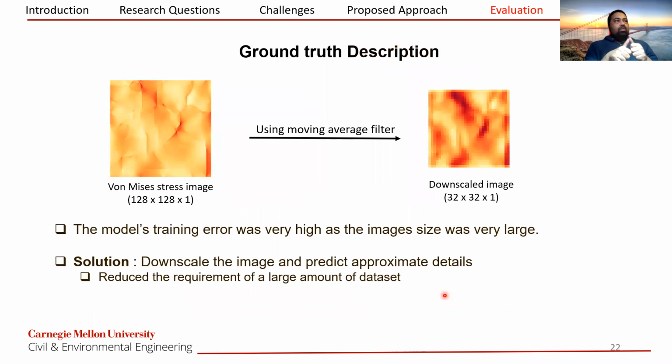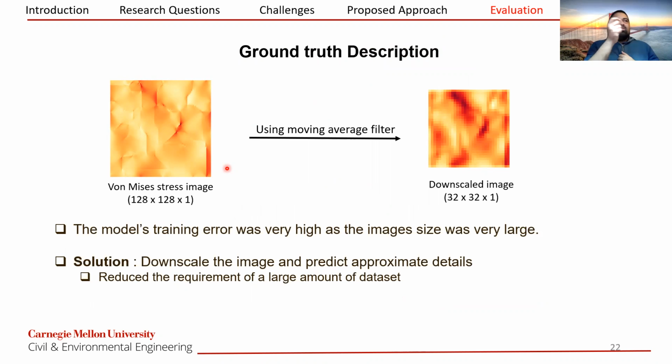The other thing we had to do was that we had this von Mises stress, but we had to reduce its dimension because these details are very sharp. And what we realized eventually is that these models tend to learn the average details.